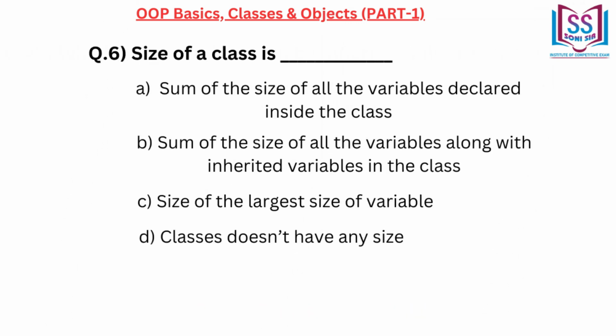Size of a class is A. Sum of the size of all the variables declared inside the class. B. Sum of the size of all the variables along with inherited variables in the class. C. Size of the largest size of variable. D. Classes doesn't have any size. Correct answer, D. Classes doesn't have any size. Actually, the size of object of the class can be defined. That is done only when an object is created and its constructor is called.